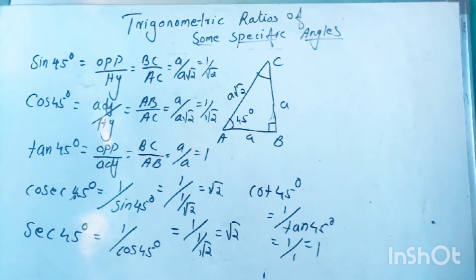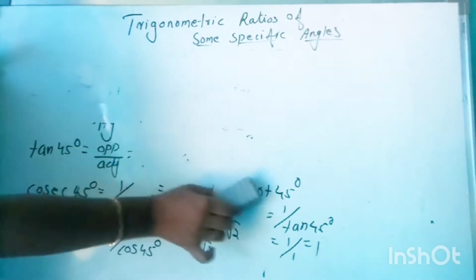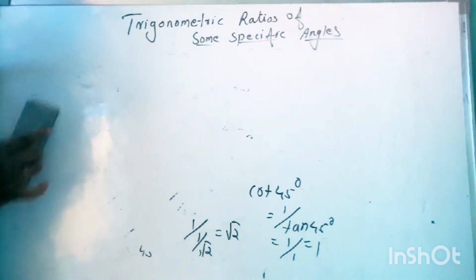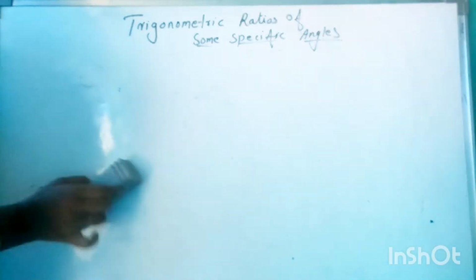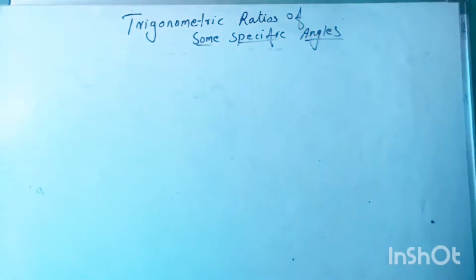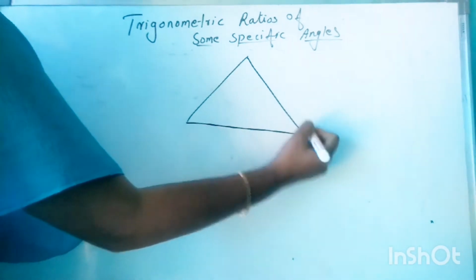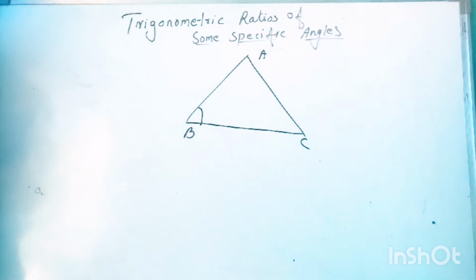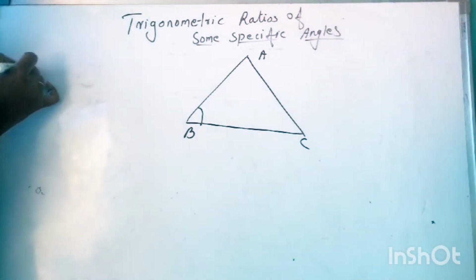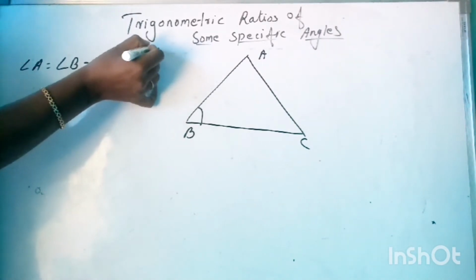Now we are going to discuss the trigonometric ratios of 30 degree and 60 degree. For that, first I am going to consider an equilateral triangle ABC. This is my equilateral triangle ABC. Since it is an equilateral triangle, we know that all the angles are equal: angle A is equal to angle B is equal to angle C is equal to 60 degree.